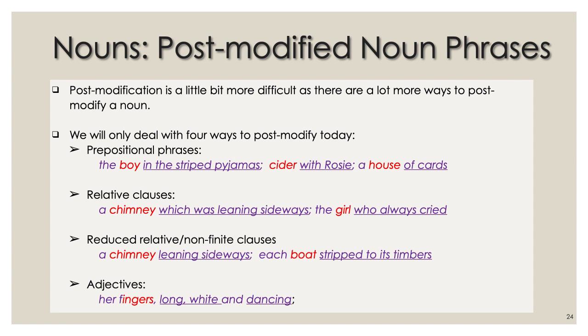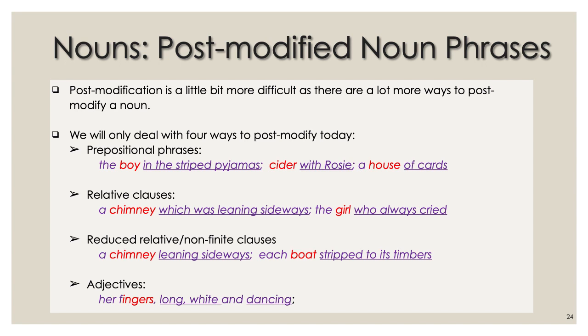noun phrase, but then extra information is added after it to tell you more about the boy. There's the post-modification, and it's a prepositional phrase, in the striped pyjamas. The same, cider is the noun, and then it's post-modified with extra information, cider with Rosie. Or a house, there's the noun, of cards.